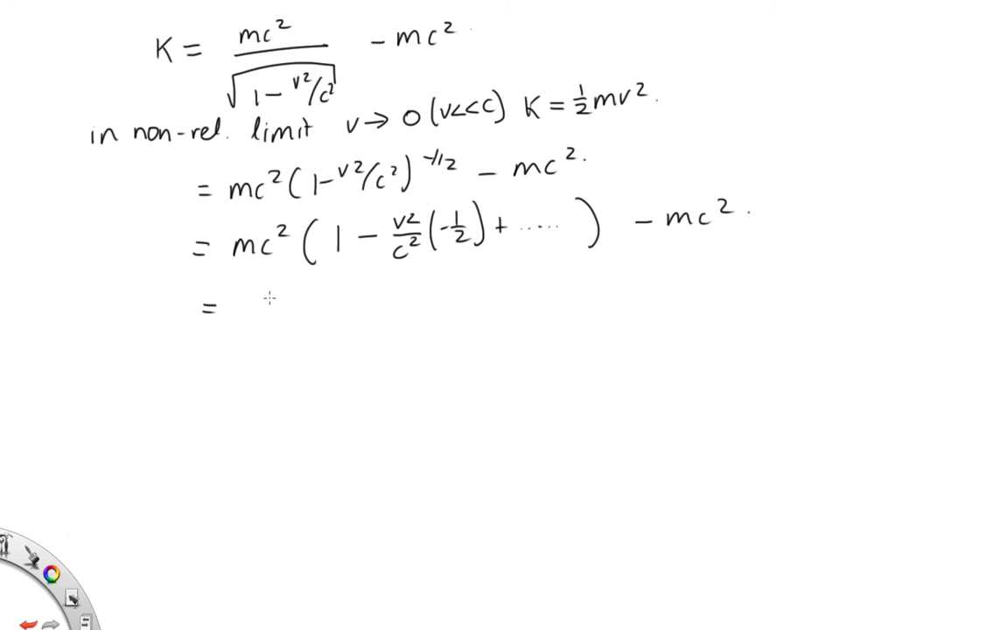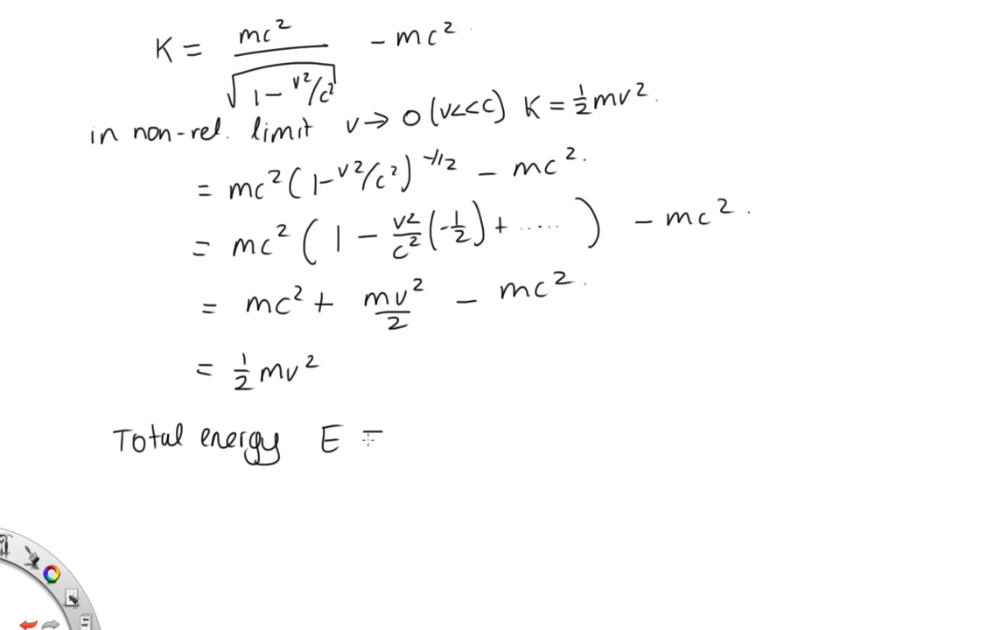So let's expand this bracket. We've got mc squared minus mv squared on 2, and that minus cancels, so we end up with plus that, minus mc squared. So this is equal to a half mv squared, which is our non-relativistic definition of kinetic energy. So that's good. So total energy, E, is just equal to the kinetic energy plus the rest mass energy, mc squared.